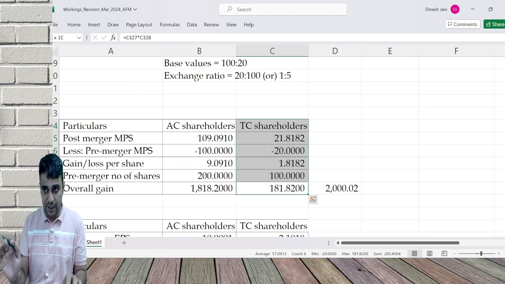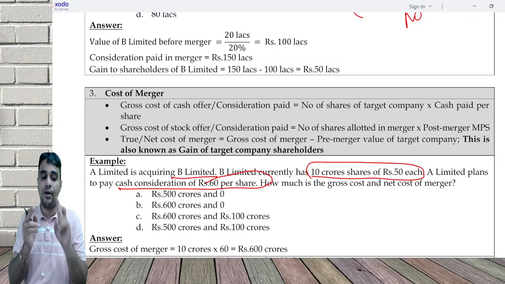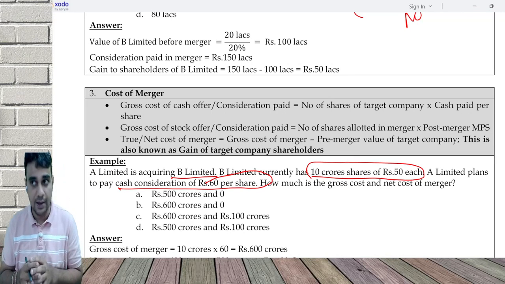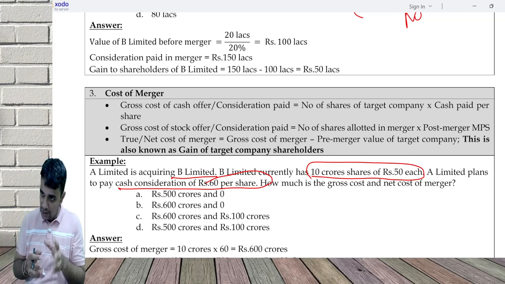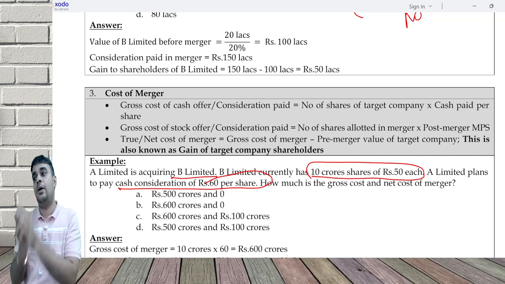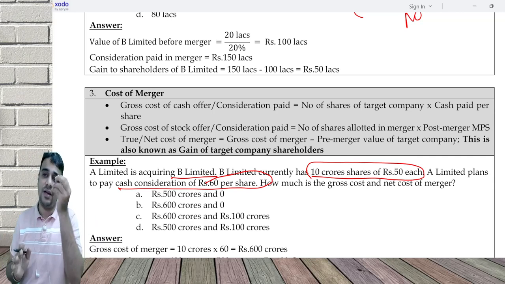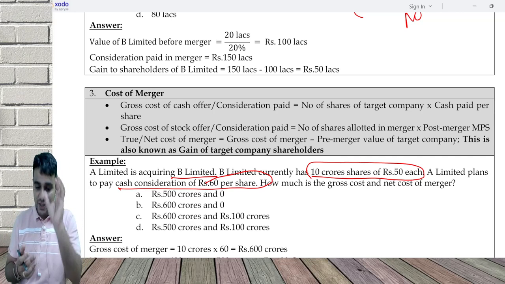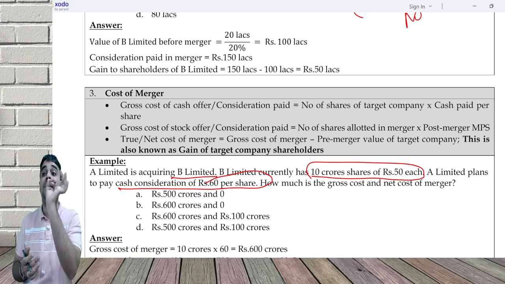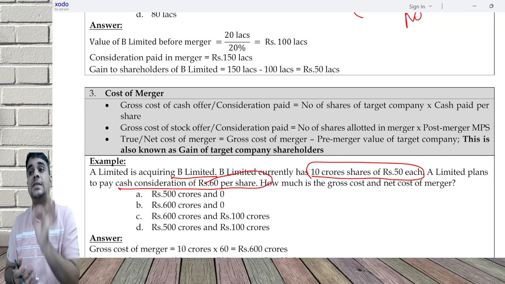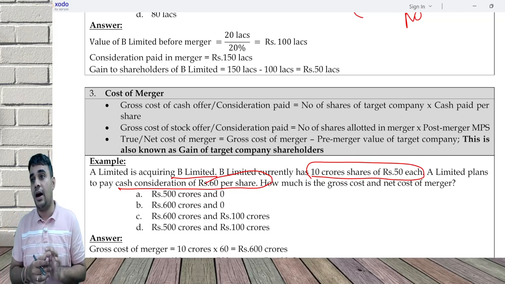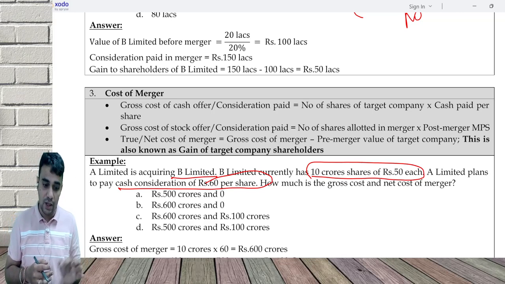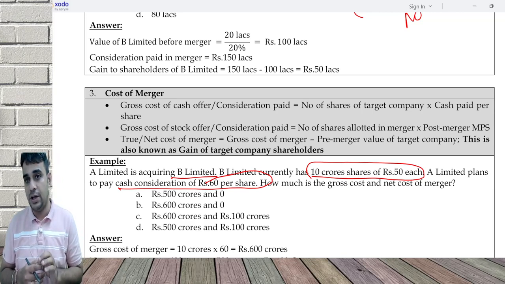Understand? Again, I'll explain. There is a gross consideration and there's a net consideration. Consideration paid is nothing but, if you're paying cash, cash paid into number of shares. If you are giving shares, shares issued into post-merger price. Once that is done, subtract the pre-merger value of the target company. That will give you the true cost of merger, or the gain for the target company shareholder.